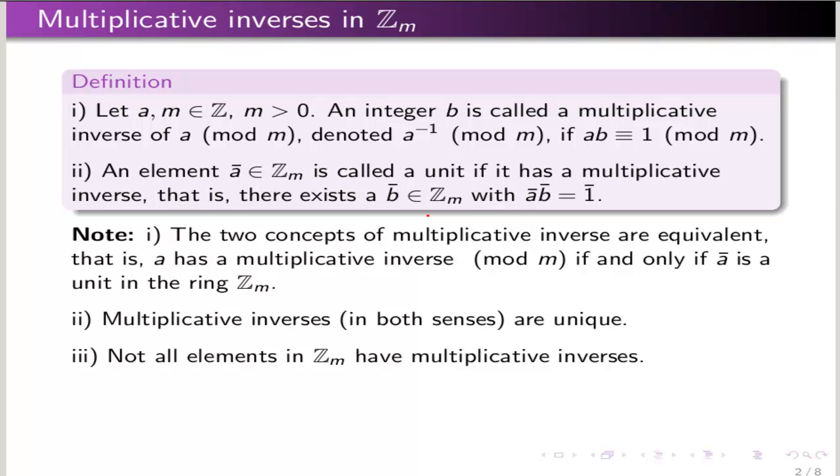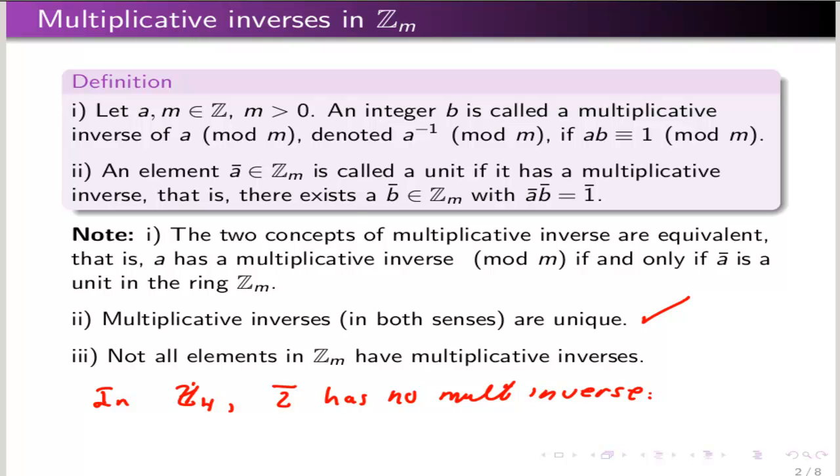And these two concepts of multiplicative inverse are equivalent. So an integer A has a multiplicative inverse mod M if and only if A bar is a unit in the ring Z mod M. Now it's easy to verify that multiplicative inverses, if they exist, are unique. And it's also easy to check that not all elements in ZM have multiplicative inverses. For instance, in Z4, 2 has no multiplicative inverse. No matter what you multiply 2 bar by, you would never end up with 1.